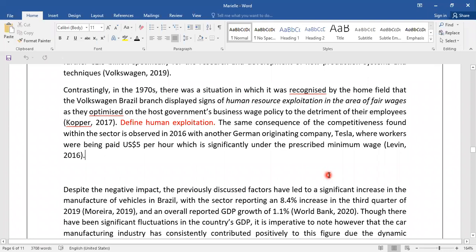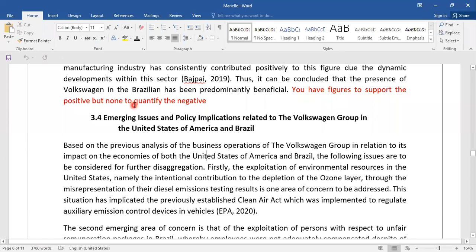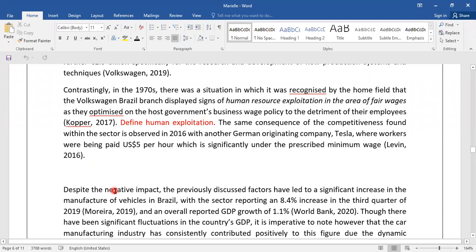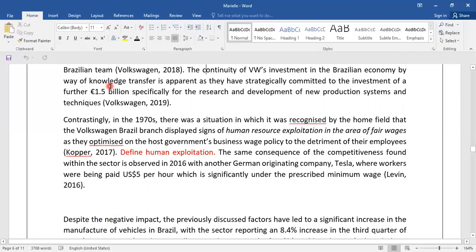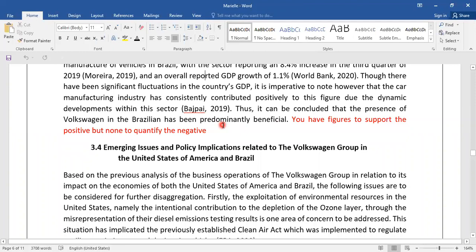could multiply it by the actual wage, then subtract that from the industry standard, and that would enable you to actually quantify the total dollar value loss to the Brazilian economy from paying low wages. And then once you have that figure, you could compare that negative figure against the positive figure, which was 1.5 billion. So now that you could quantify the positive and the negative, you would be in a strong position to see what was the predominant outcome.